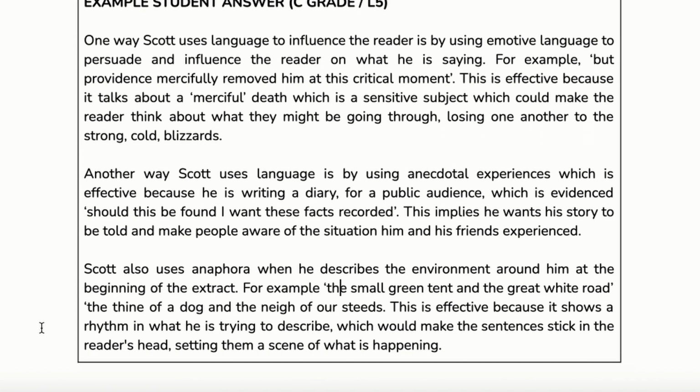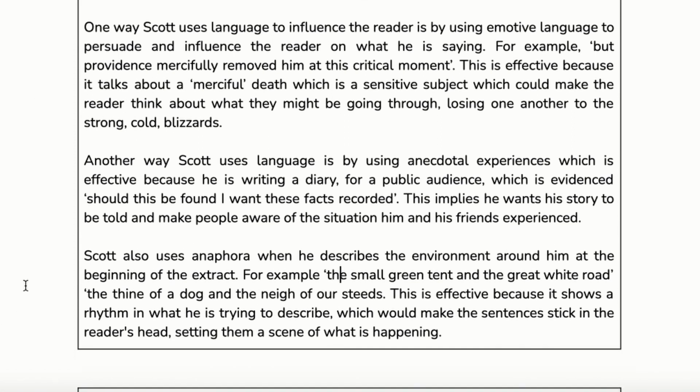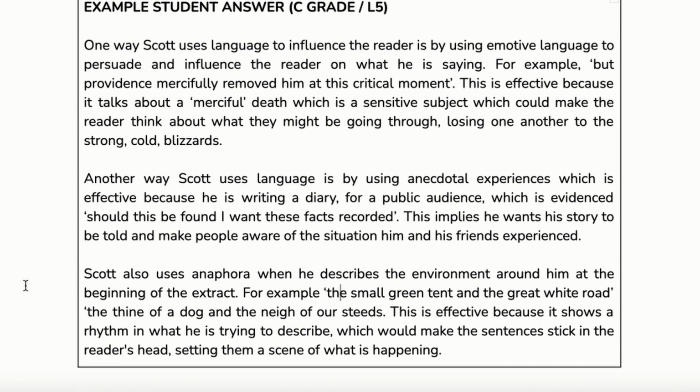Bear that in mind if you're aiming for higher than you're already getting on your papers. You want to make sure that your grammar, your spelling, your punctuation, your expression, your academic style, all of that has to be in place. If you have great ideas and you don't have that, you can't get beyond around a C grade.